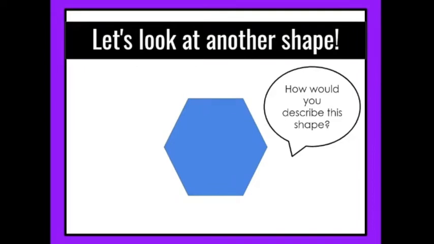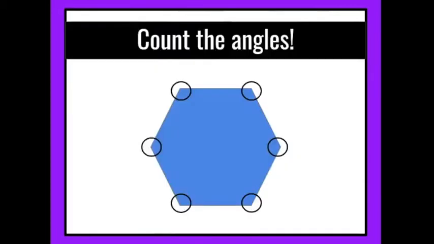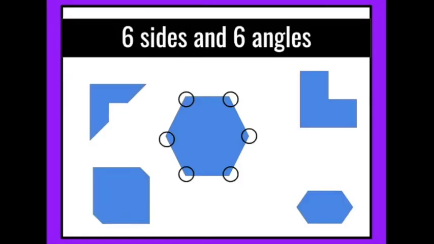Let's look at this shape. It has 6 sides. Some of the sides are different lengths. It has 6 corners, so it must have 6 angles. It's a closed shape. It's a polygon, and it has parallel lines. Let's count the angles. 1, 2, 3, 4, 5, 6. Count the sides. 1, 2, 3, 4, 5, 6. Each of these shapes have 6 sides and 6 angles.